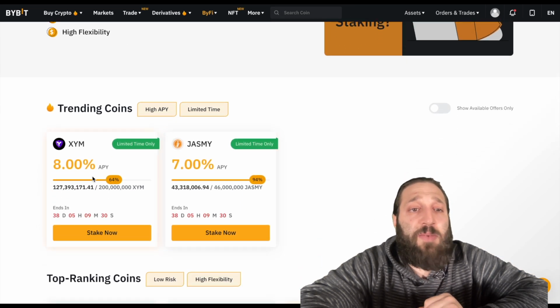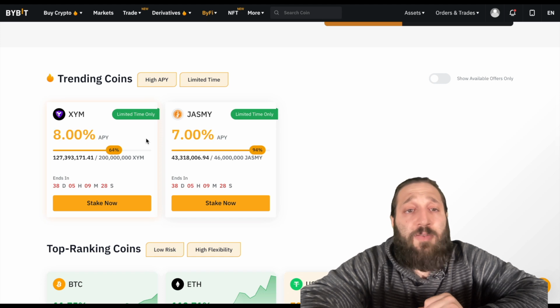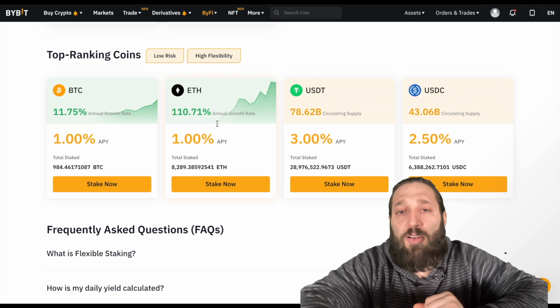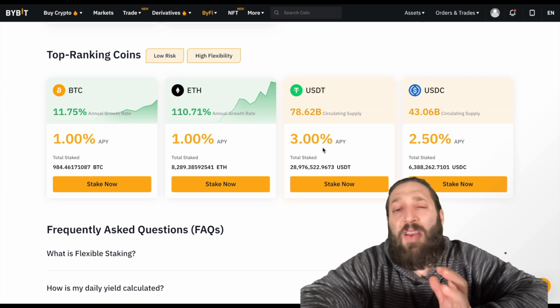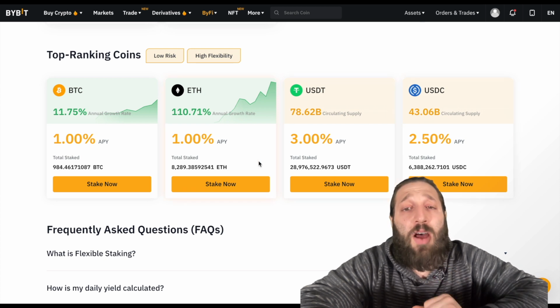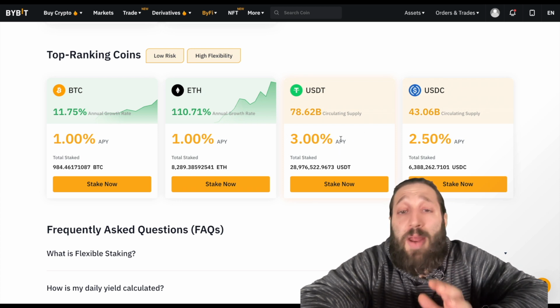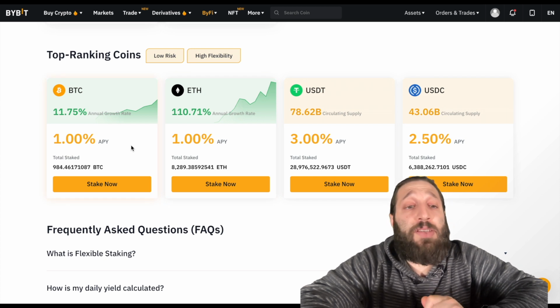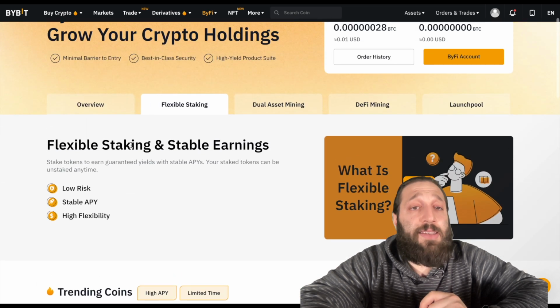Flexible staking, they have some high APYs for these coins right here, and these are limited time only. And then they have Bitcoin, Ethereum, USDT, and USDC. So if you have some money stored on Bybit and you're not trading it anyways, you can earn a little bit of APY, way better than your bank does. But if you wanted something solid, I did post a video on Orion giving you 15% on stable coins. So that is staking on Bybit.